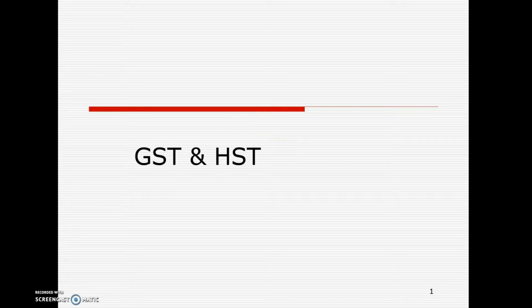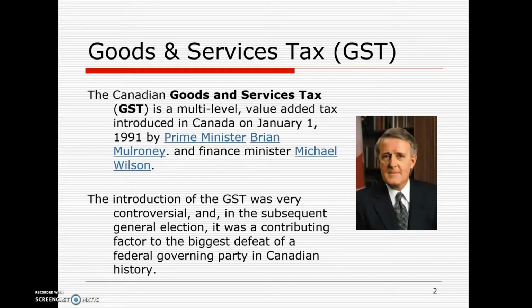Now, Goods and Services Tax is a value-added tax. It's been around for quite a while, since 1991, and it was very controversial. When this tax was brought in, the leader, Brian Mulroney, who was our Prime Minister at the time, suffered a huge defeat in the next election. His whole governing party suffered a huge defeat, mainly because of this tax.